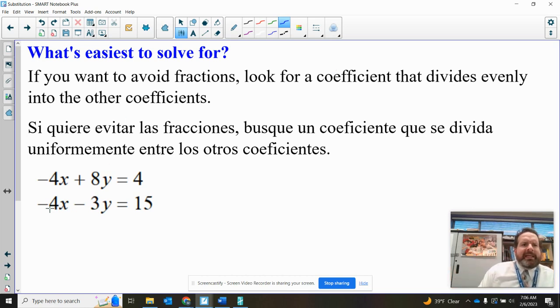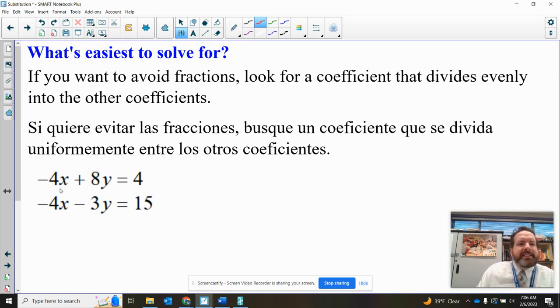For example, look at the bottom equation. If I want to solve for this x, I'm eventually going to have to divide by this -4. But 3 doesn't divide nicely by 4. It's going to give you a fraction. 15 doesn't divide nicely by 4. It's going to give you a fraction. That's not bad. It's just harder to work with. So I recommend this. Let's see if we can find a number that does divide evenly into the others.